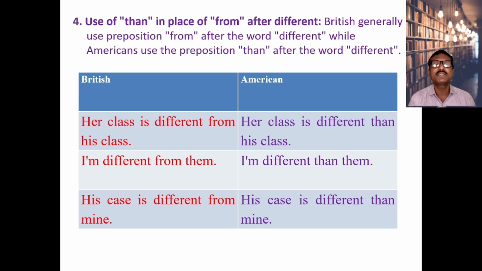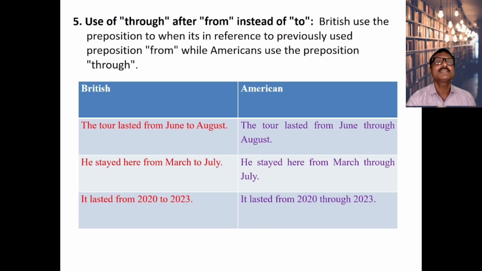In British, it is I'm different from them. In American, it's I'm different than them. See the last one, his case is different from mine. His case is different than mine. So this is the difference. See, this is also one more difference. Use of through after from instead of to. British use to, while Americans use through.